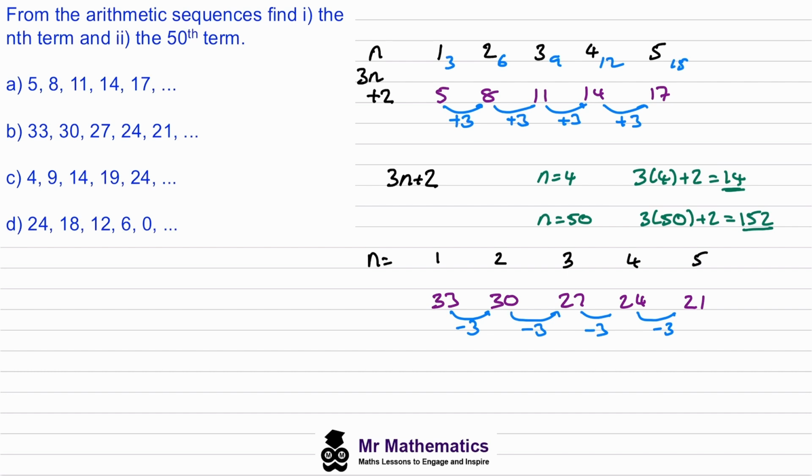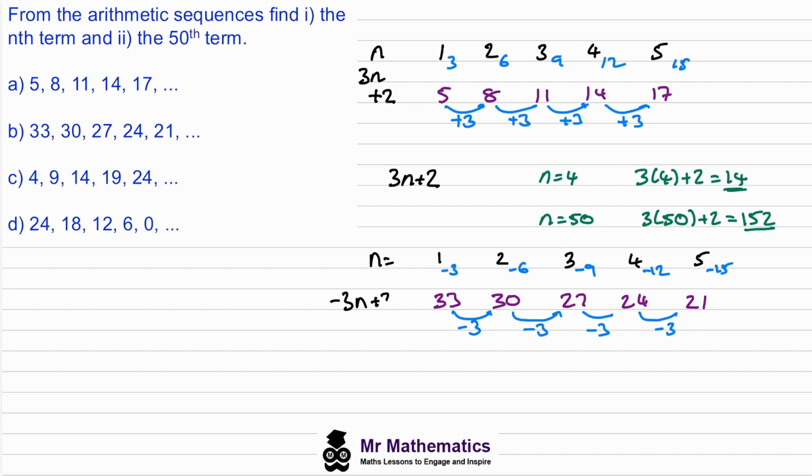So now we're looking at the negative 3 times tables. So 1 times negative 3 is negative 3, negative 6, negative 9, negative 12, and negative 15. So what we've done then is we've multiplied the n by negative 3. So we get negative 3n. And then to go from negative 3 to 33, negative 6 to 30, negative 9 to 27, and so on, we have to add 36. So our nth term will be minus 3n plus 36.